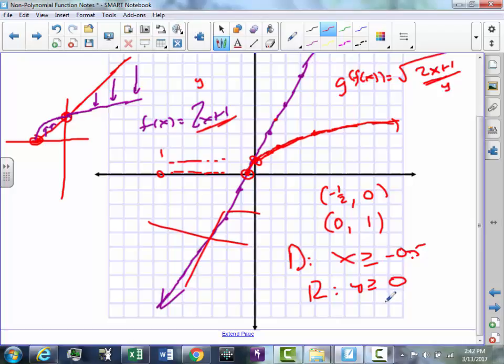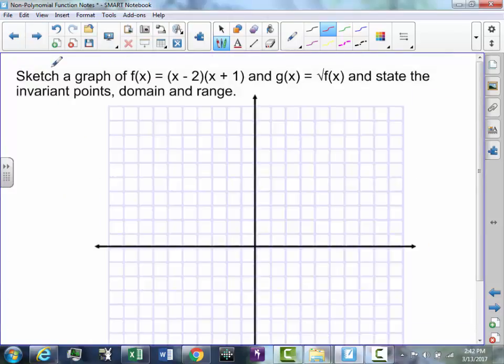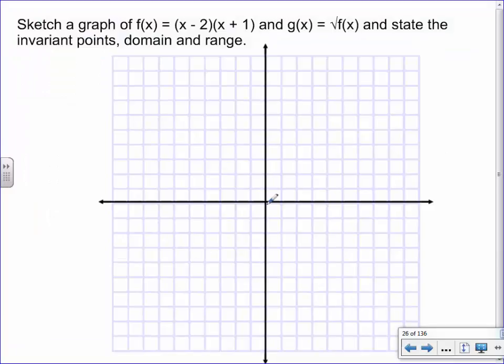So far, so good? Lost you too bad? Okay. Okay, well, let's try a different graph now.